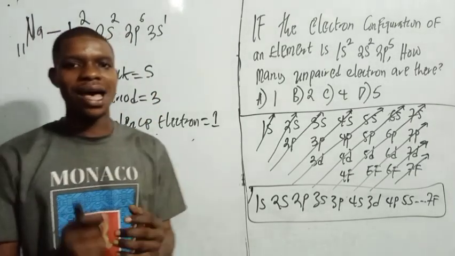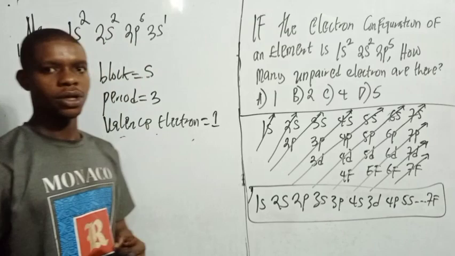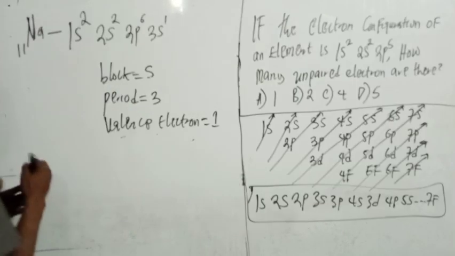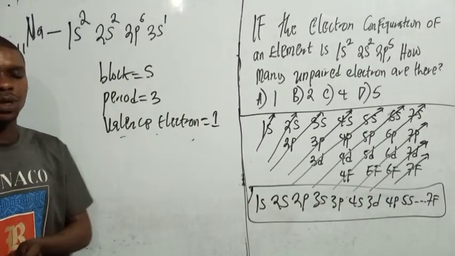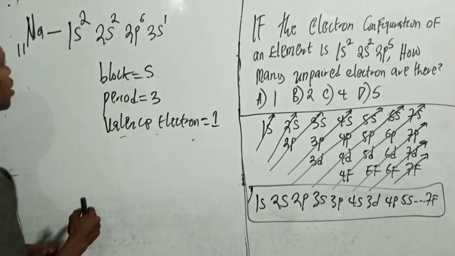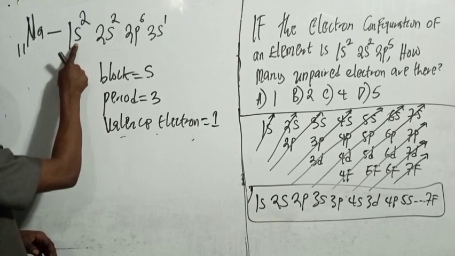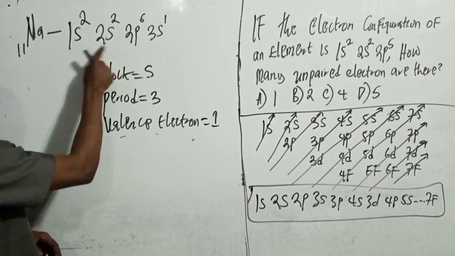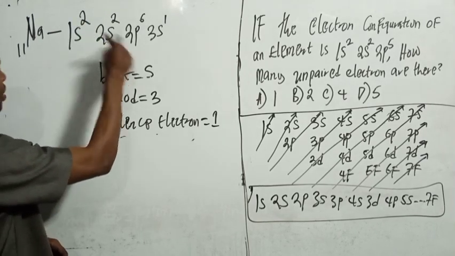How many electrons are in the L shell? Remember I told you that K, L... L means what? The second energy level. Now we look at the second energy level here. The first energy level only has 1s2, and the second energy level here has 2s2 2p6.